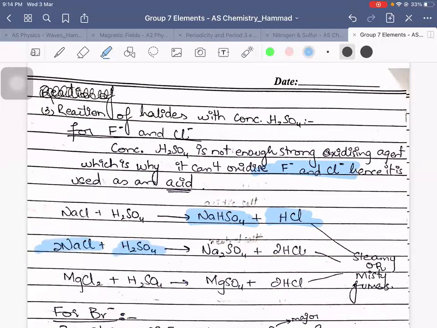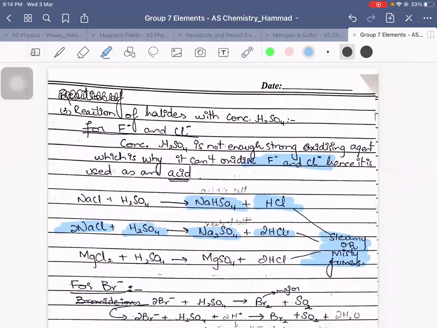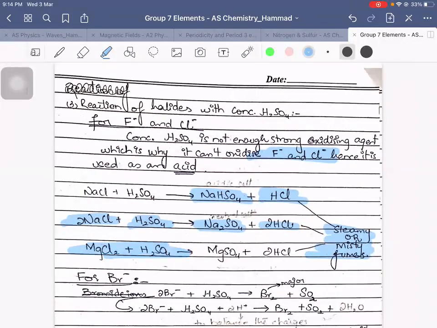NaCl plus H2SO4, 2 moles of NaCl would work and give you a neutral salt plus HCl. HCl has steamy or misty fumes. Again, MgCl2 gives you H2SO4.